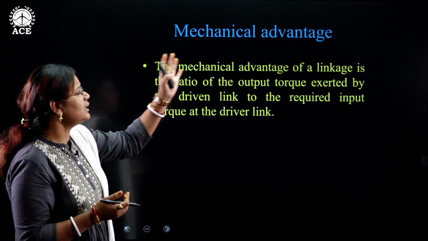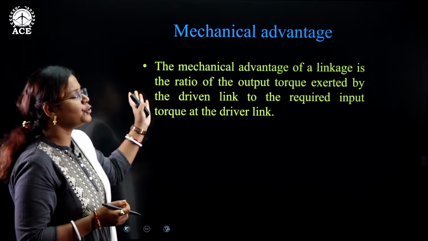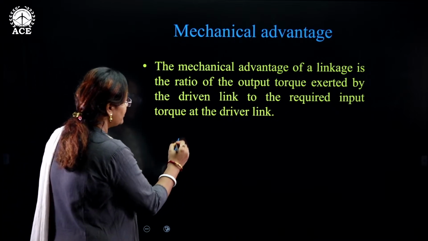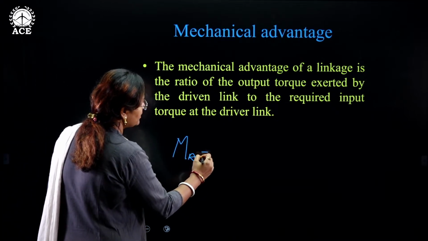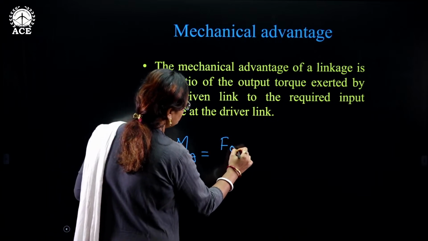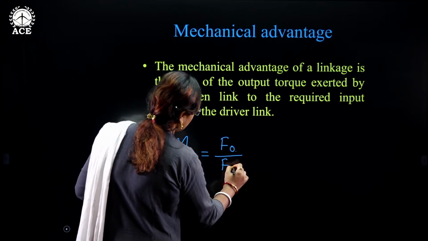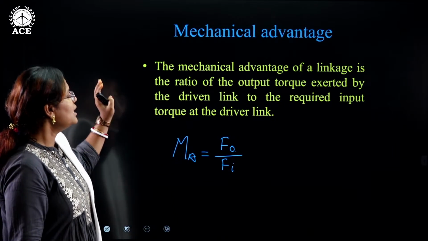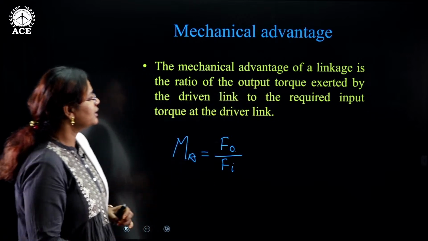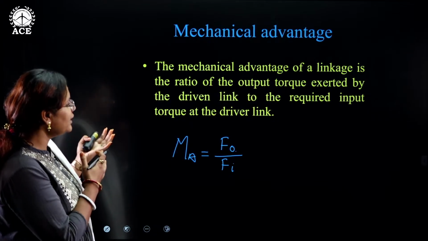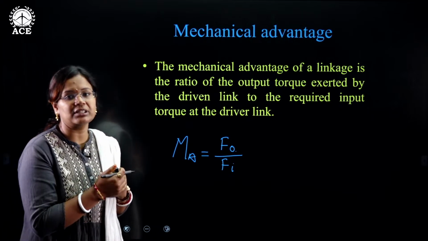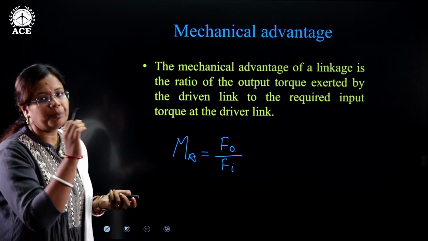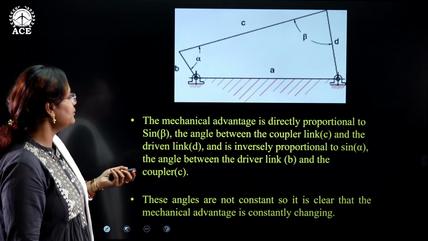Mechanical advantage is given as the ratio of output torque to input torque. So I'm saying that mechanical advantage is the force output by force input. If you give it in a derivation form, you will find that it is the ratio of the output torque exerted by the driven link to the required input torque at the driver link. There's an important point to this also. Let us talk about that now.